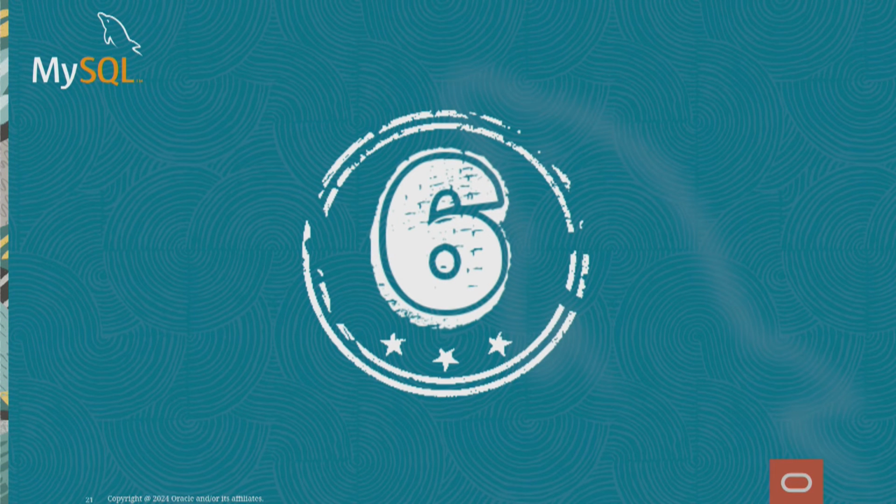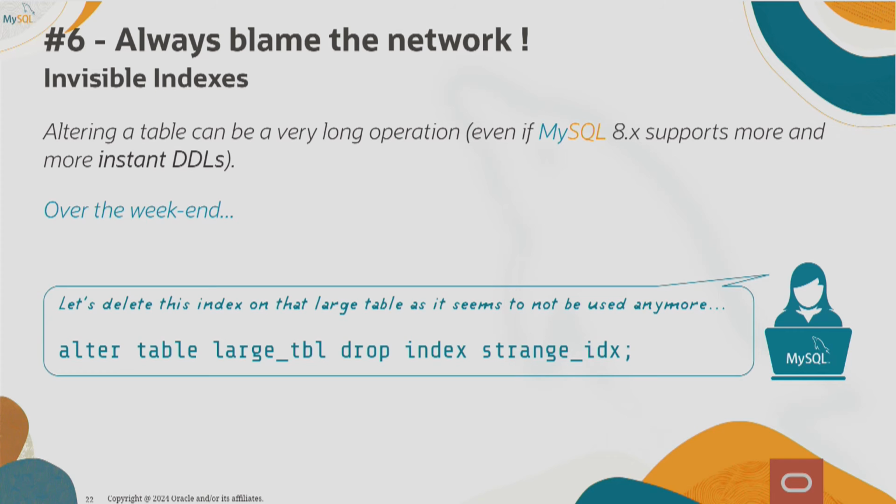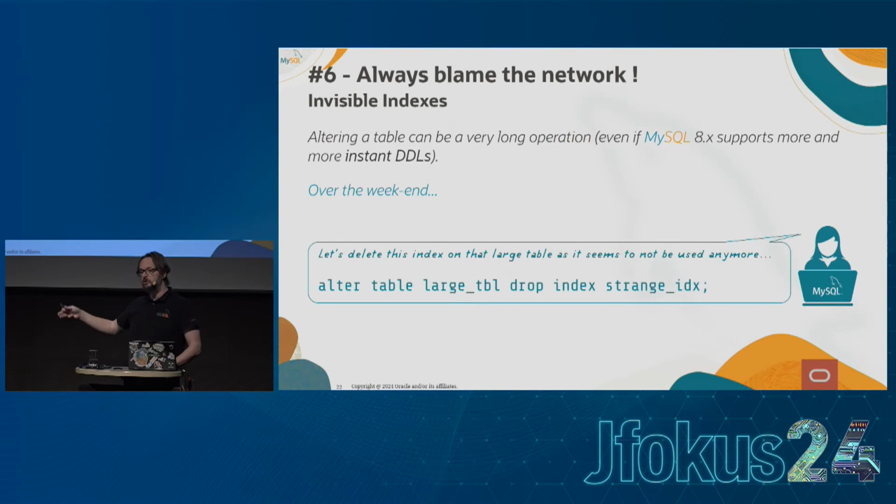This tip will be number 6. This one I like. It's always blame the network. If you are a DBA and, for example, you want to alter a big table or remove an index, even if more and more in MySQL 8 we have added what we call instant DDL, where you do a change, it's a metadata change, and nothing happens, some operations still take a lot of time. And this is the case when we drop an index, for example.